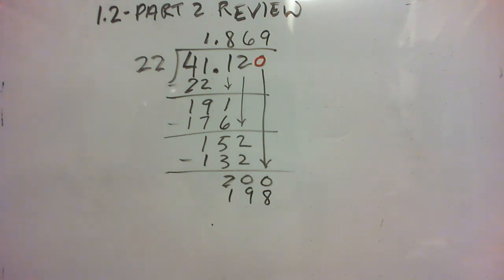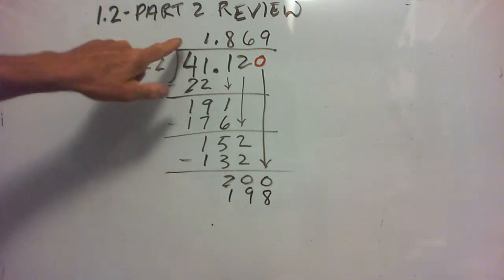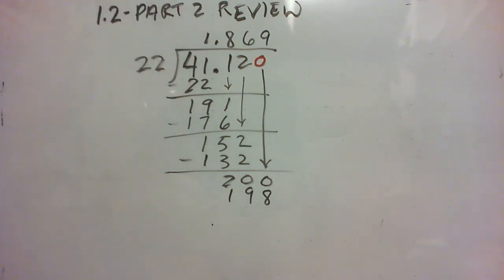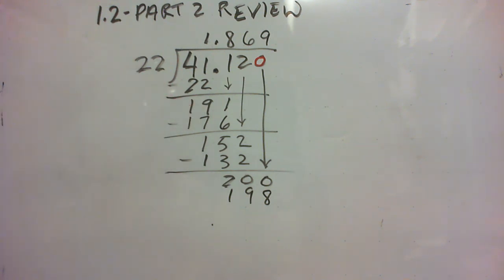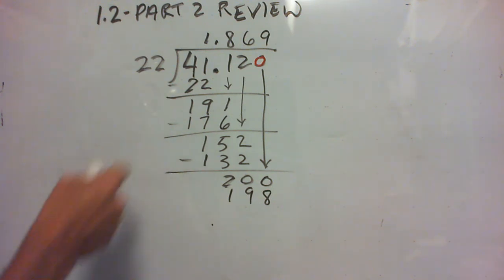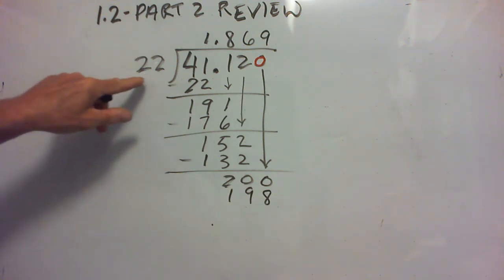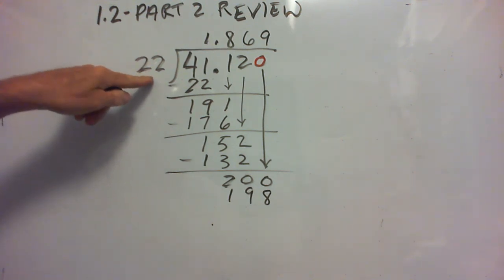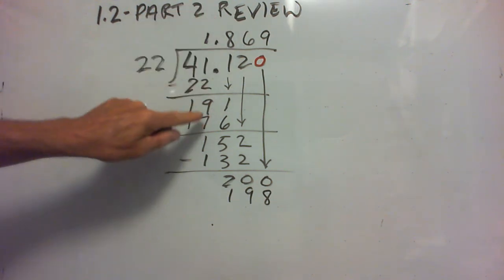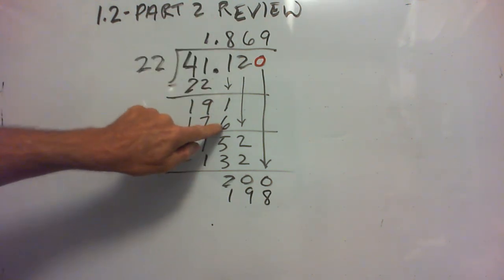So we do this division. 22 goes into 41 only one time. We subtract 41 minus 22 to get 19. Carry down a 1. Now we have to figure out how many times 22 goes into 191, and you have to do a little bit of figuring. You know that 9 times 22 is 198, which is too much. So 8 times 22 is 176.